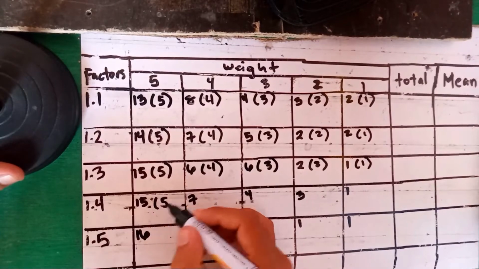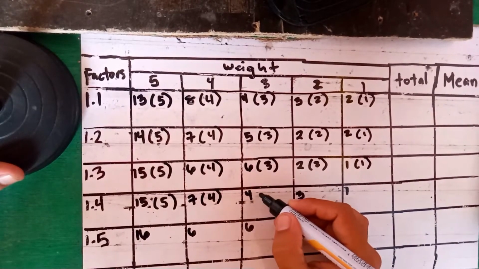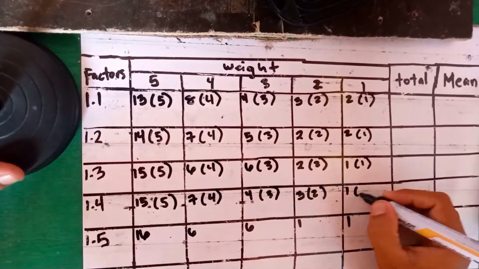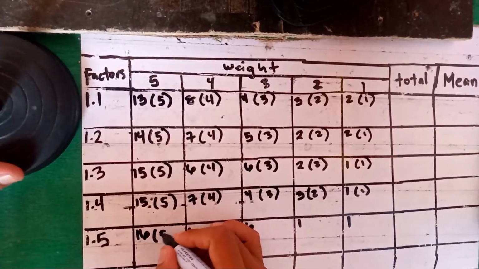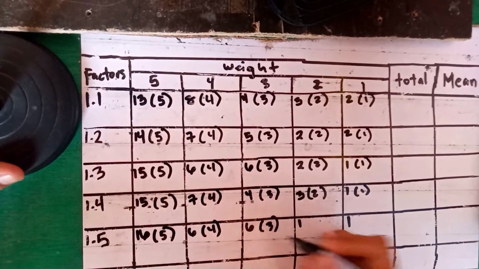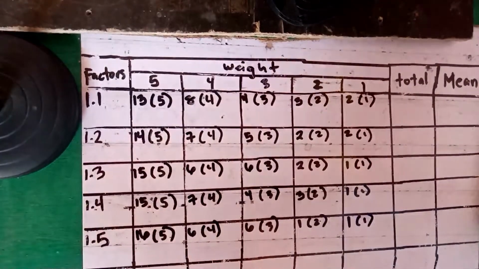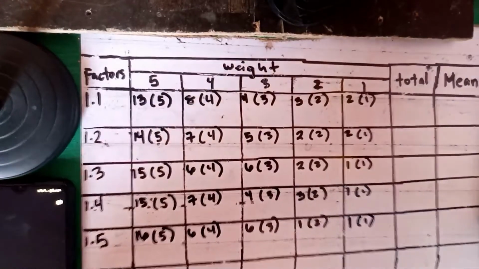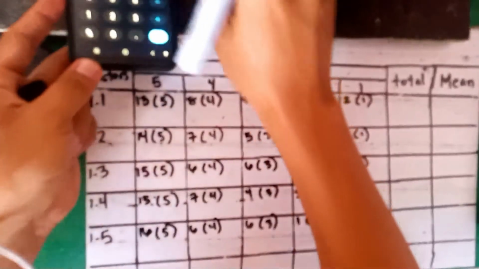15 times 5, 7 times 4, 4 times 3, 3 times 2, and then 1 times 1. Same process, 16 times 5, 6 times 4, 6 times 3, 1 times 2, and then 1 times 1. So multiply. Now we will get our powerful calculator. I cannot show you how, but you can do it.